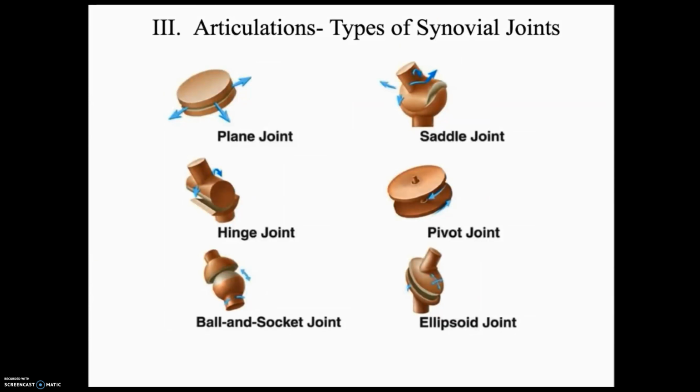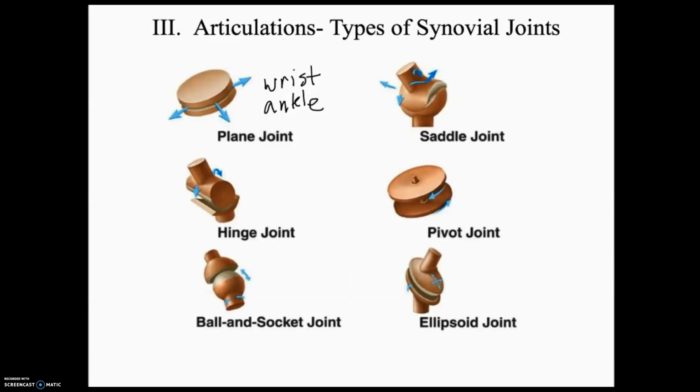6 types of synovial joints. The first type of synovial joint is called the plane joint or gliding joint. In a plane joint or gliding joint, adjacent bones have flat surfaces that articulate with one another. Examples of plane joints would be the bones of the wrist, or carpal bones, and the bones of the ankle, or tarsal bones.